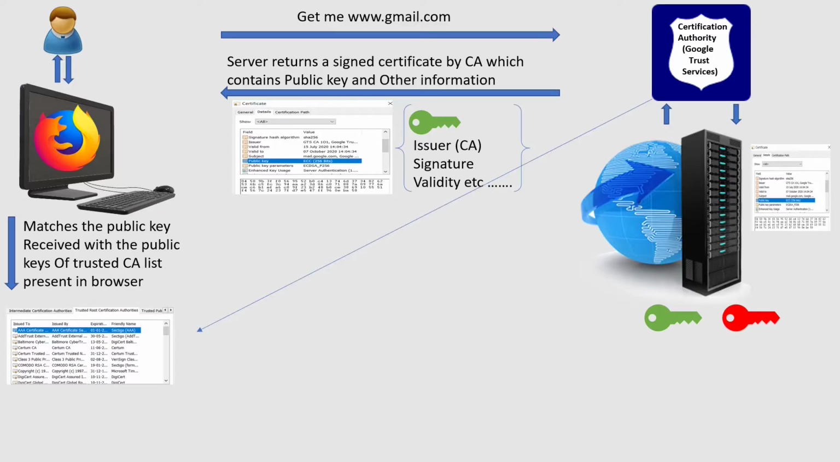As you can see, I have used Google Trust Services as my certification authority. The browser checks in its list. Yes, Google Trust Services certification authority is present in my list. So now the browser generates another key called a shared key, which has to be shared with the web server, so that any communication between the web browser and the web server is encrypted by this shared key. Now I cannot directly send this shared key to the web server without any encryption.